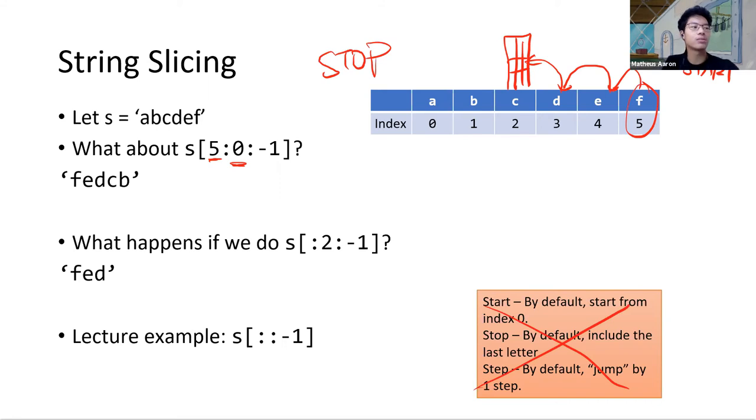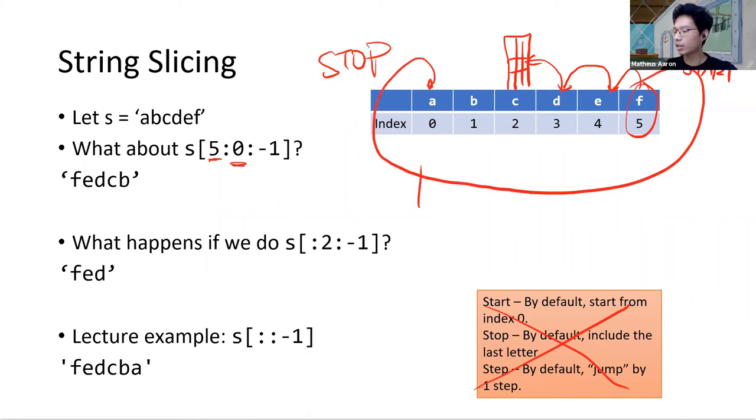Another lecture example is when you just reverse everything. No, it's not AFED. Okay, one thing. Strings are not circular, so you cannot go from here and then come back here. This one cannot. String is not circular.